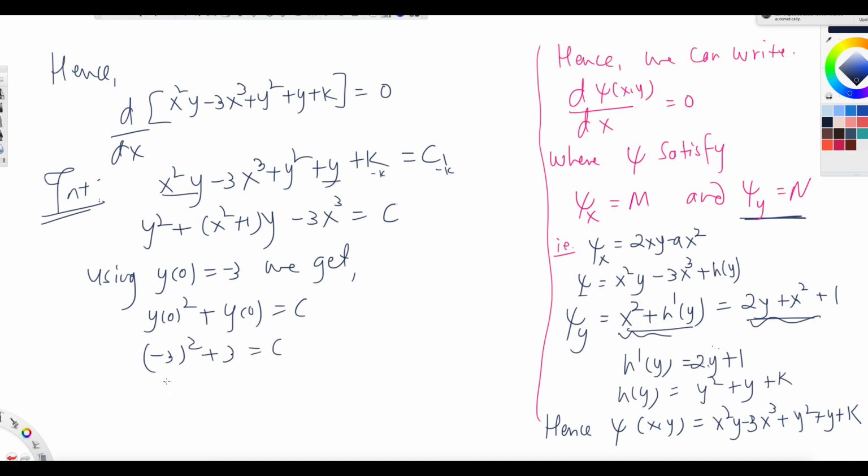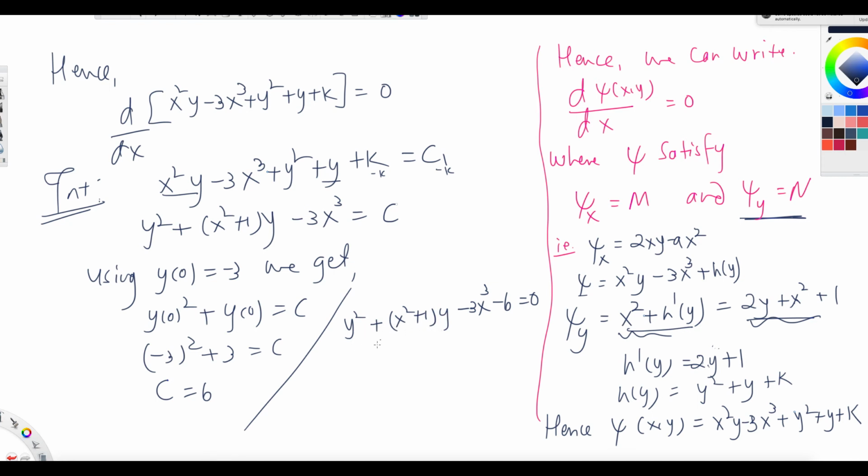So c is equal to 6. So what do you get as the final answer then? The final answer is y squared plus (x squared plus 1) times y minus 3x cubed minus 6 equals 0. That's what I got. Now, the question is also asking, this is one answer, for the interval of validity. So how do I find out the interval of validity?